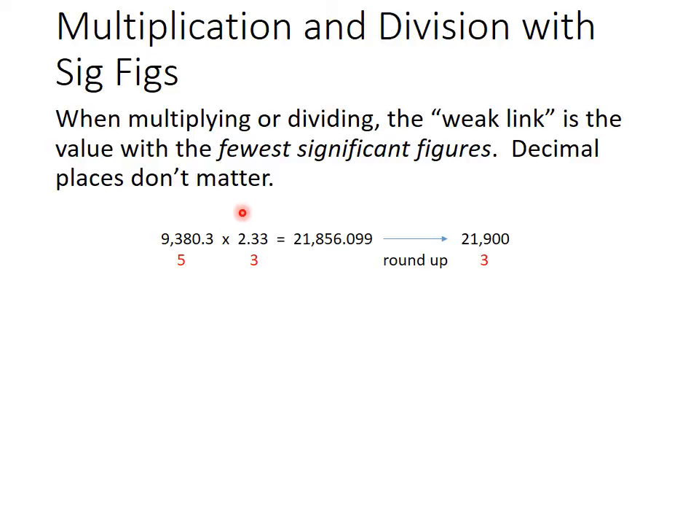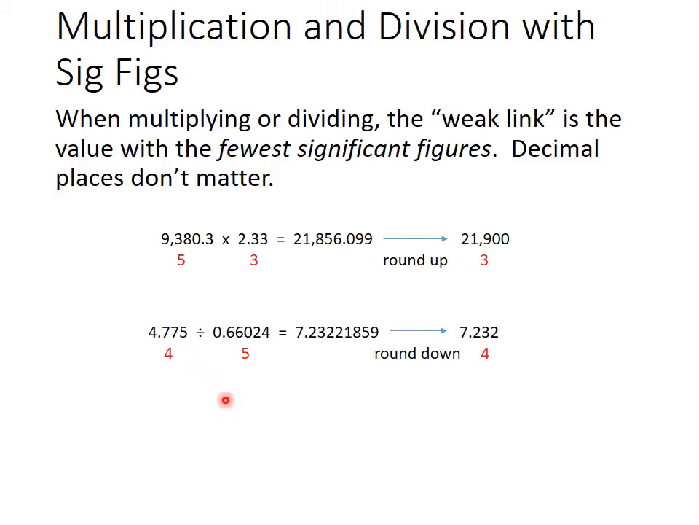9,380.3 times 2.33, we have 5 and 3 sig figs in our starting values. If we just multiply those, we end up getting 21,856.099, but we have to round that down to the number of sig figs in our weakest link. In our case, we're going to round up to 21,900, giving us those 3 sig figs we ought to have. One more example.